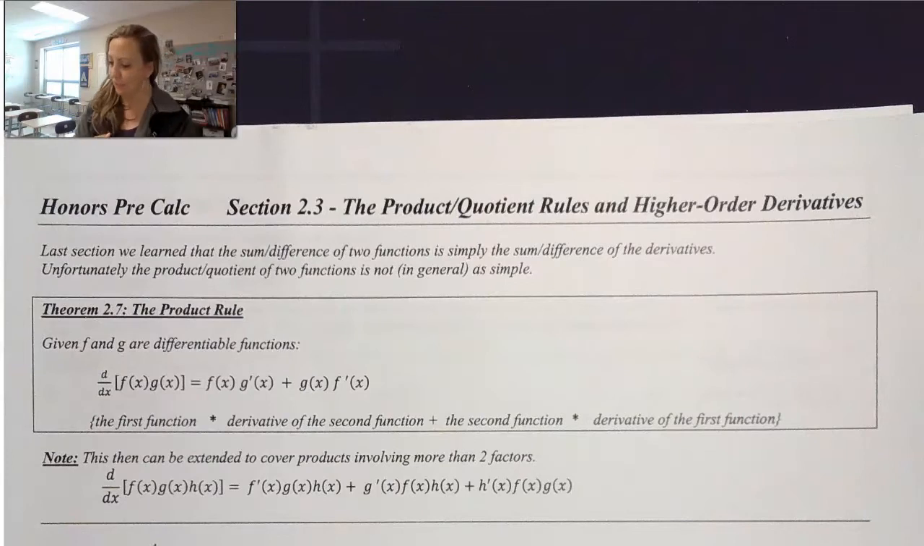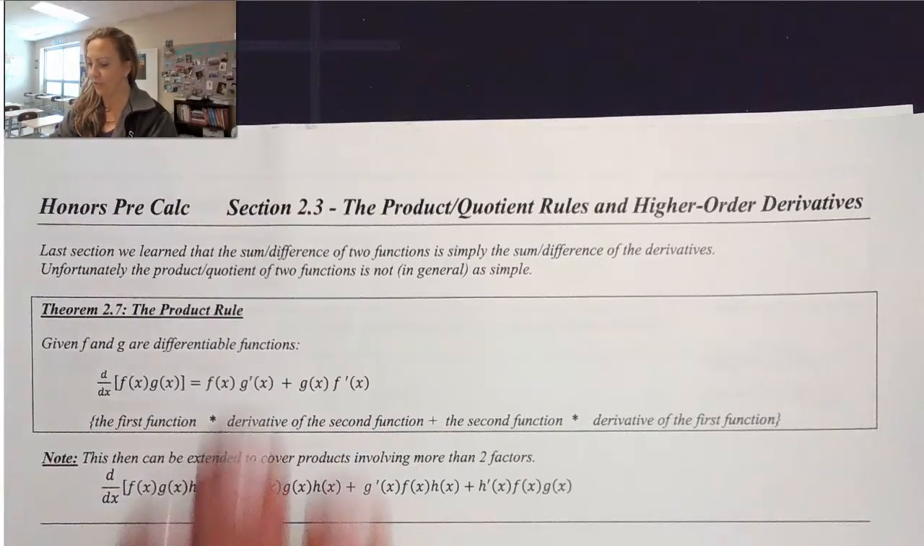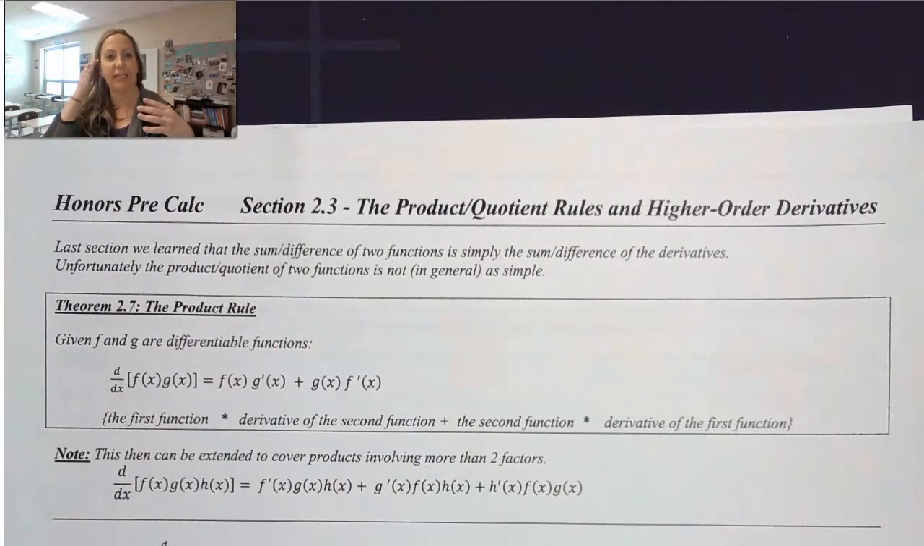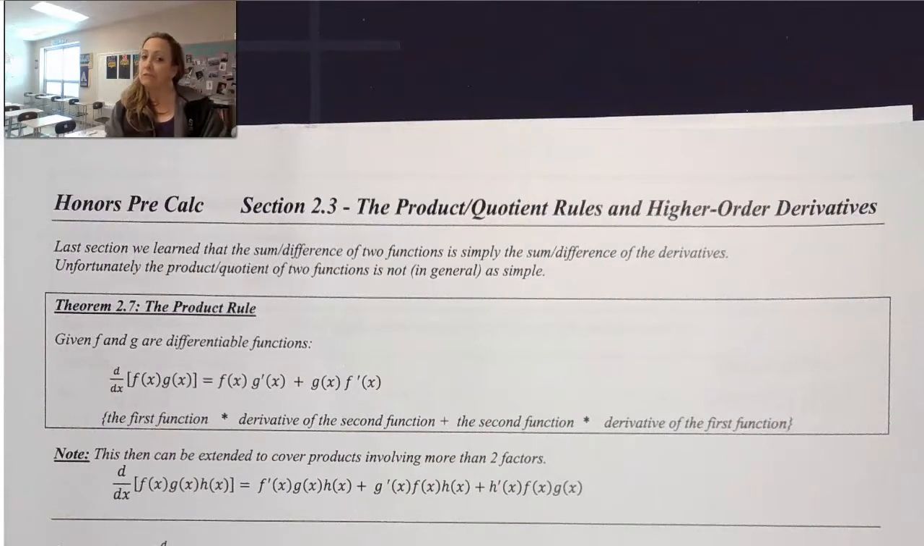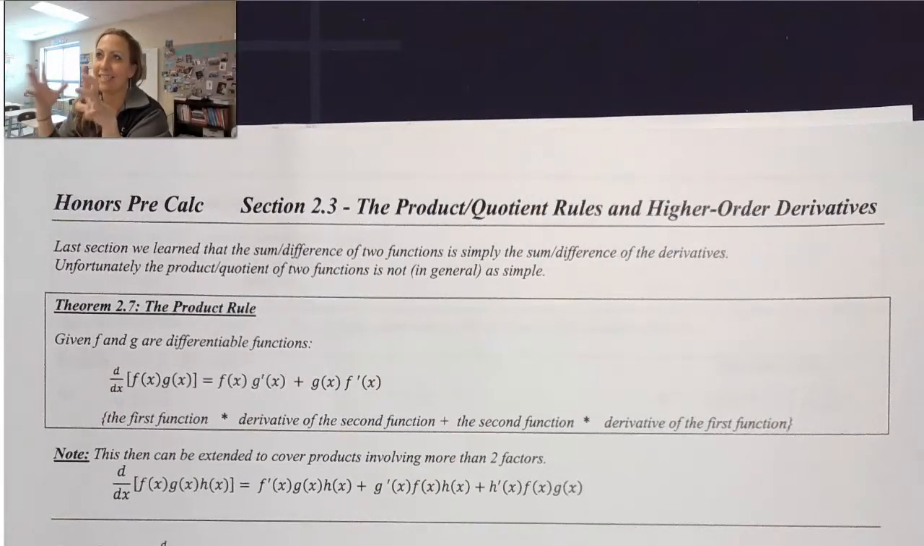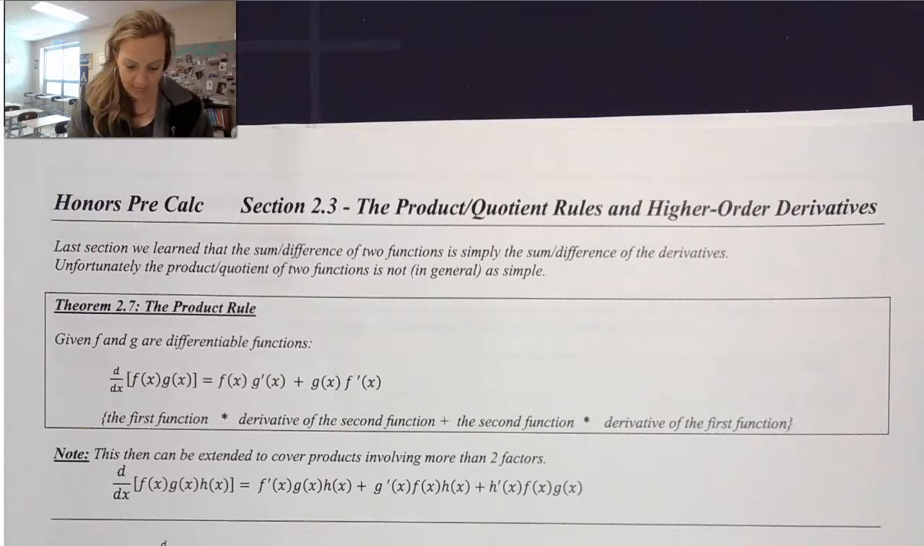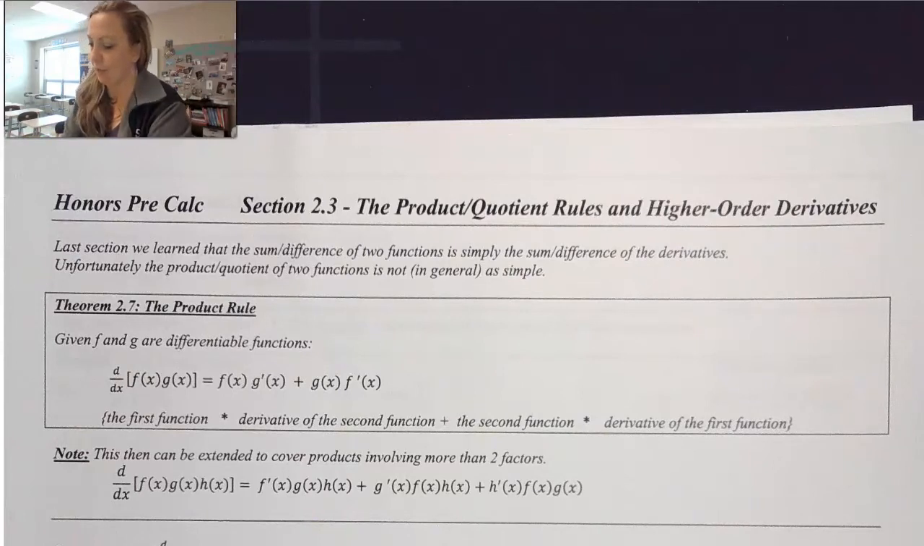So in the last section, we learned that for the sum or difference of two functions, all we have to do is add and subtract the derivatives. It's just the sum and difference of the derivatives. Unfortunately, the derivative of a product or quotient of two functions is not as simple as just taking the derivative of one, taking the derivative of the other, and multiplying. Instead, we're going to use what's called the product rule.